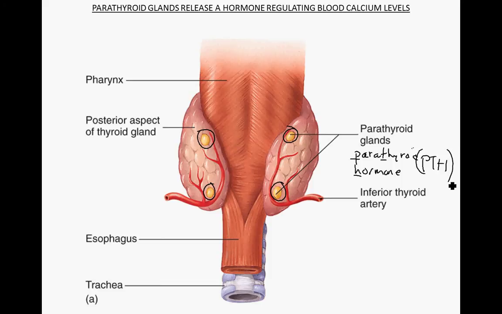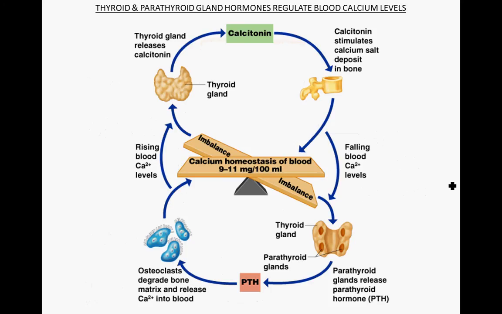Pretty simple. So in the regulation of blood calcium levels, when there's an imbalance, that is, you're outside of this 9 to 11 milligrams per 100 milliliter range, if there is an elevation of blood calcium levels, you have a condition called hypercalcemia. And if you have an imbalance on the low end, you have a condition called hypocalcemia.